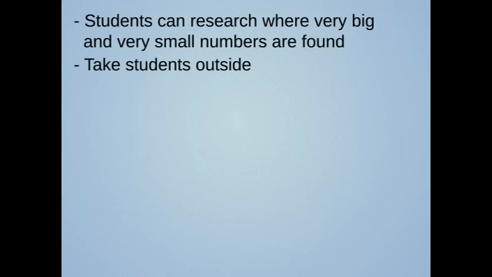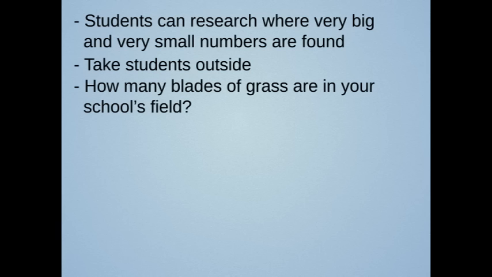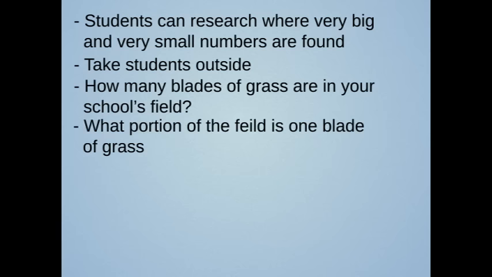Another idea would be to take your students outside. If you looked at your field of your school and you counted each blade of grass, how many would you have in your whole field? Obviously now we're getting into very large numbers. You could even reverse that and look at the entire field as one whole and then ask students what one blade of grass would be represented as. It would obviously be a very small decimal. There's many things in nature that we could use when we're looking at very large and very small numbers.